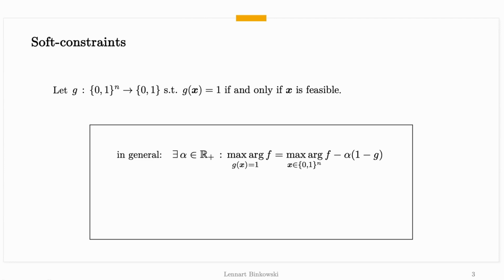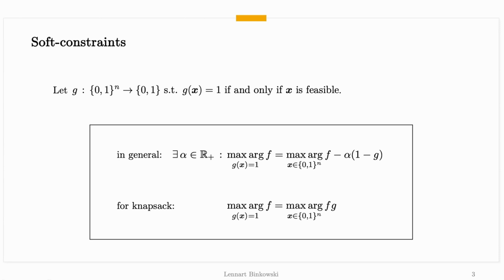Simply because if alpha is high enough and I take an infeasible solution, then 1 minus g equates to 1, right? G of x would be 0 for an infeasible solution. So 1 minus g of x is 1, and then it contributes with the number alpha. But since it's subtracted, this will lie below the optimal solution if alpha is large enough.